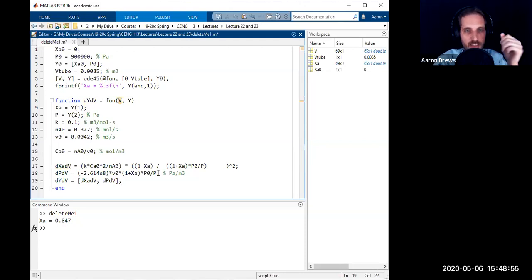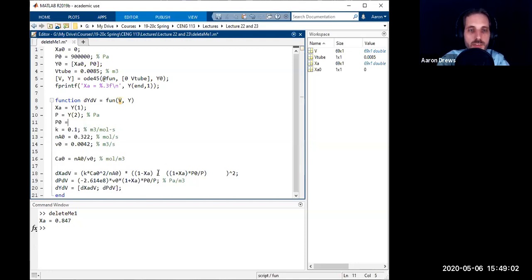So if I did all of that correctly and I don't have any new parameters that I need to introduce, oh, I'm going to need P0 down there. I just noticed that. P0 is 900123 pascals.